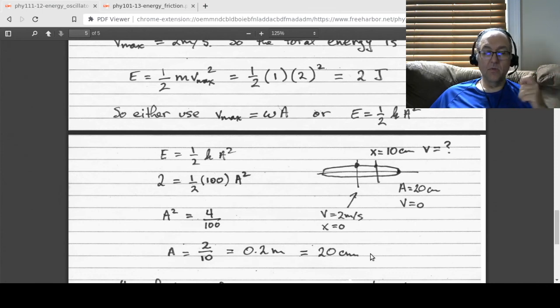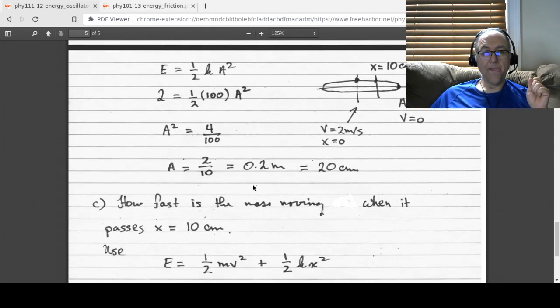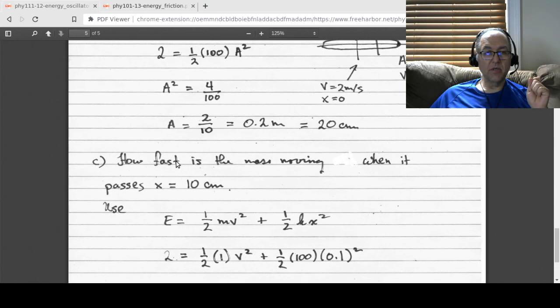Okay, so that answers that question. All right, and then finally, I asked the question, how fast is the mass moving when it passes x is equal to 10 centimeters? Okay, so how fast is it moving? What am I asking for? The velocity. So what is v when x is equal to 10 centimeters or 0.1 meter?